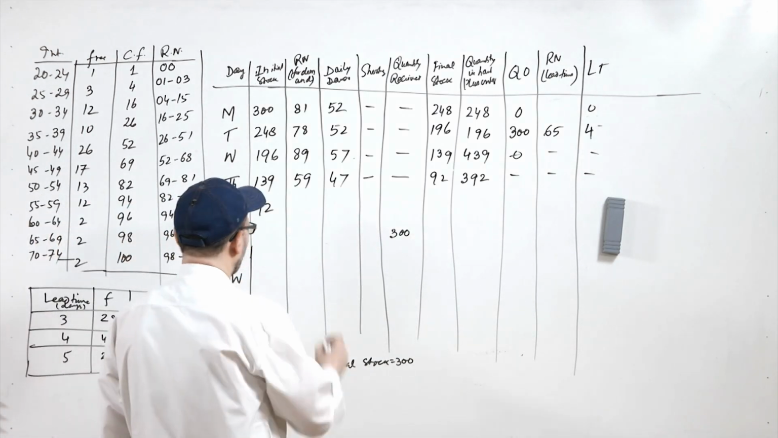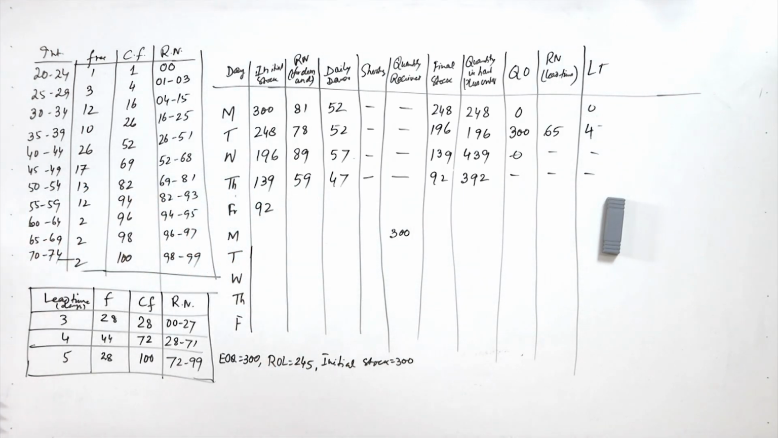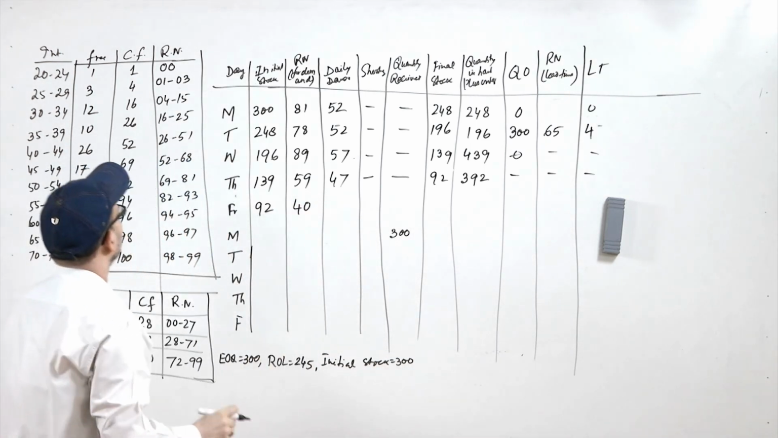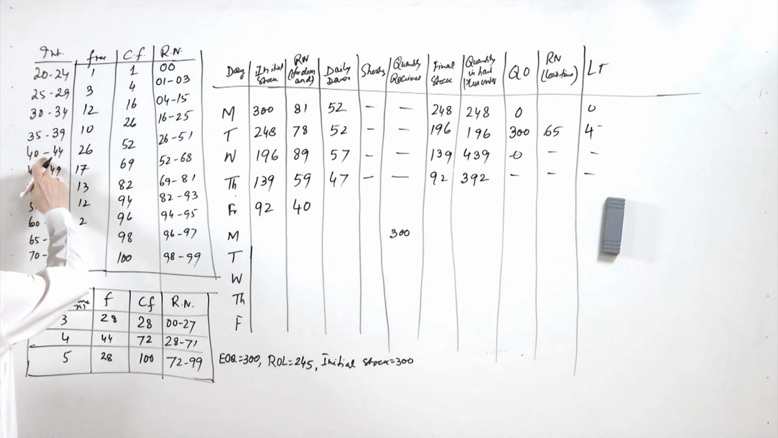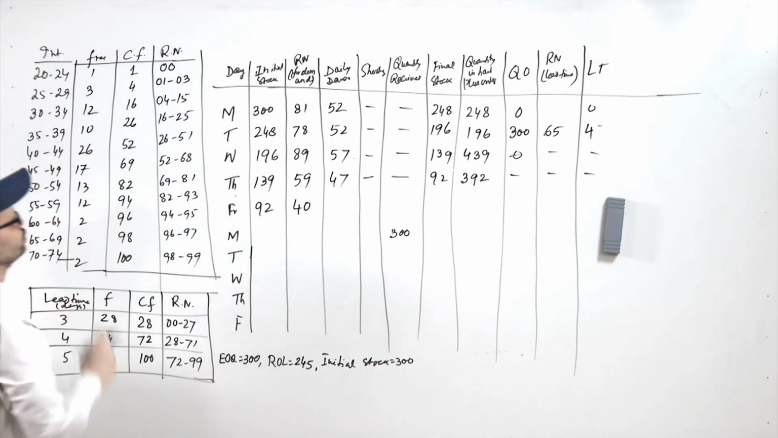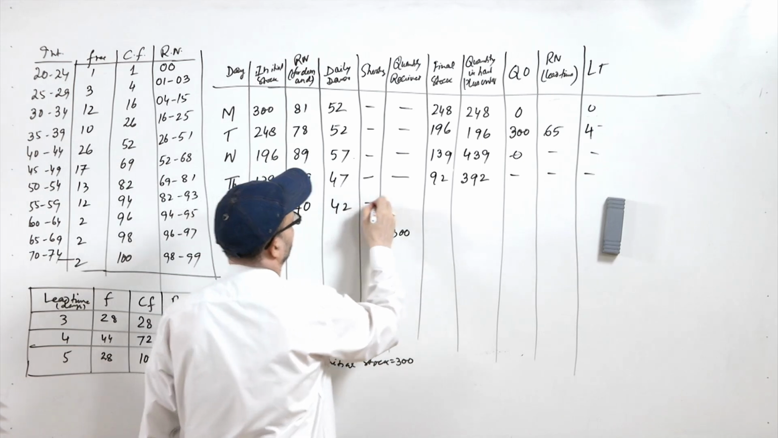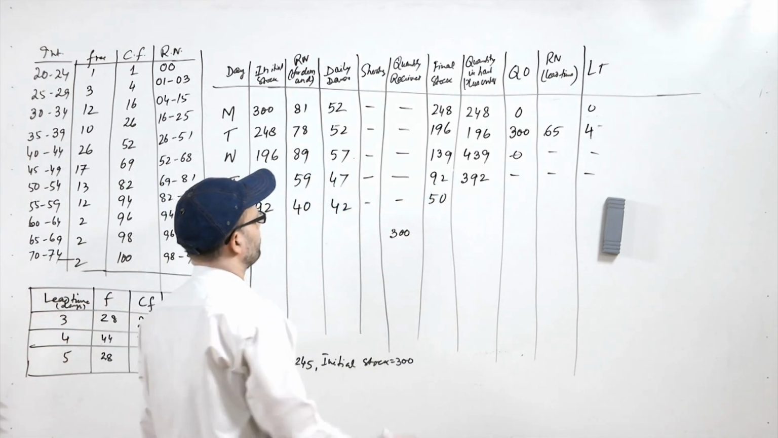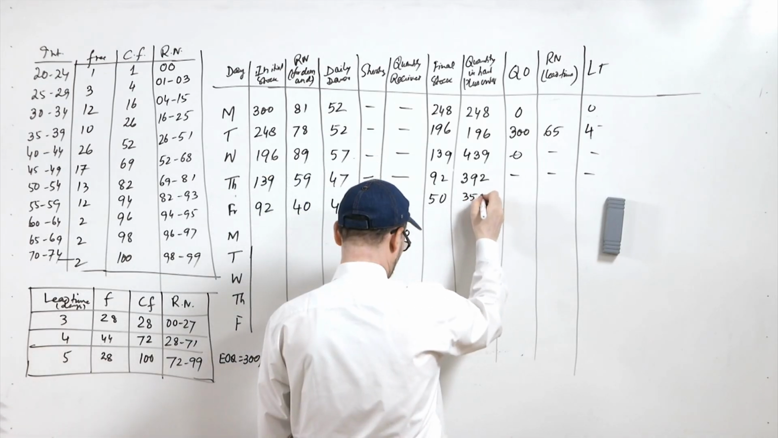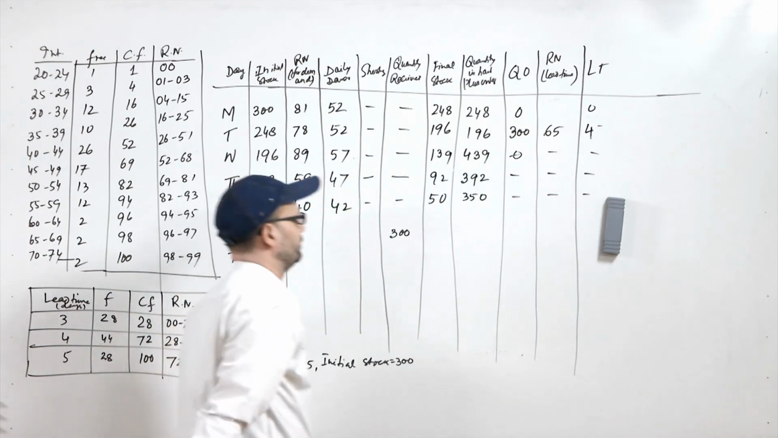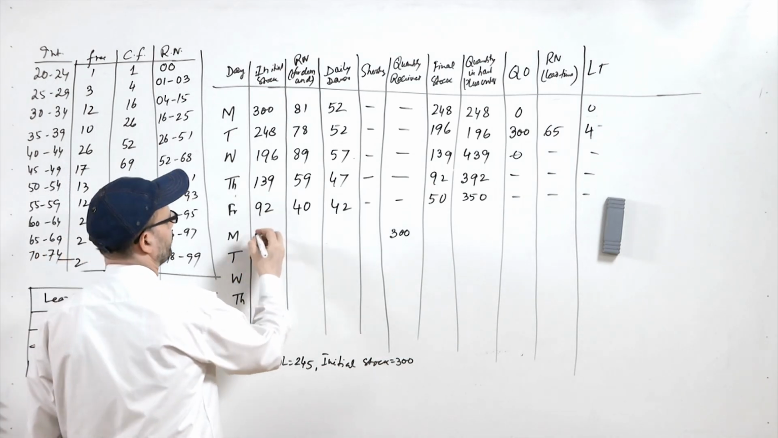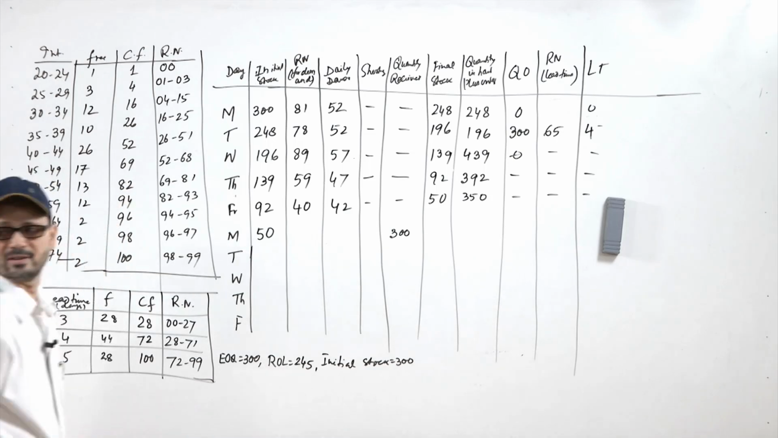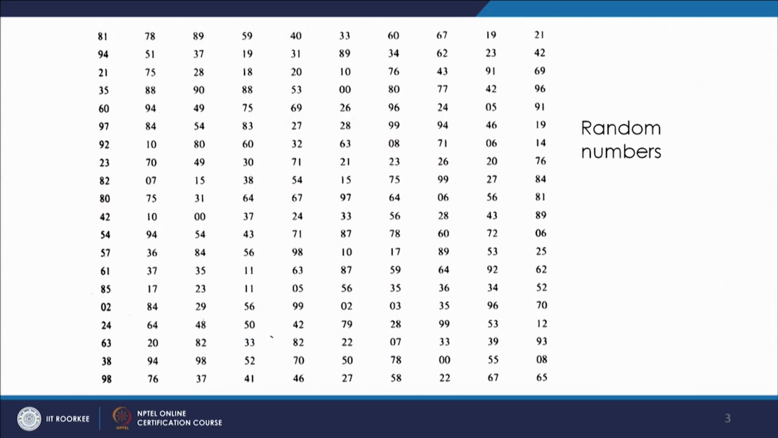From this 92, the next random number is 40. So, this 40 comes, and against 40 the daily demand is 42. So, this will come as 50 remaining, and you will have 350, again nothing in between. So, again you will have 50 remaining, and the next random number is 33.